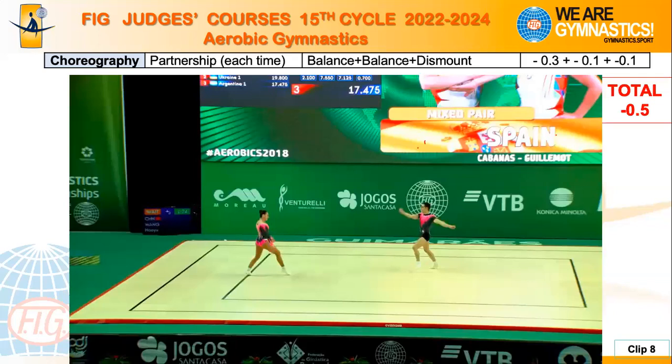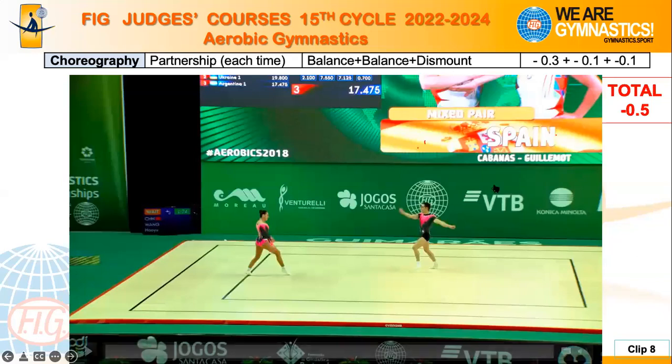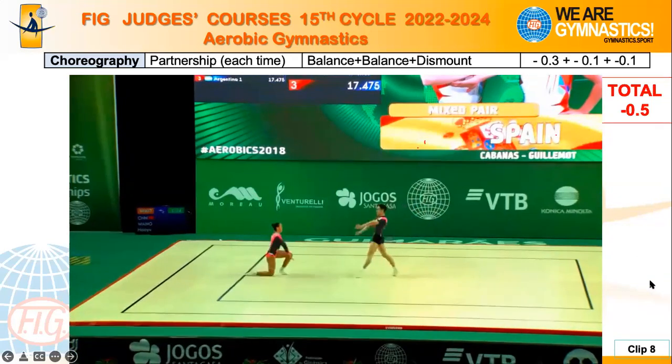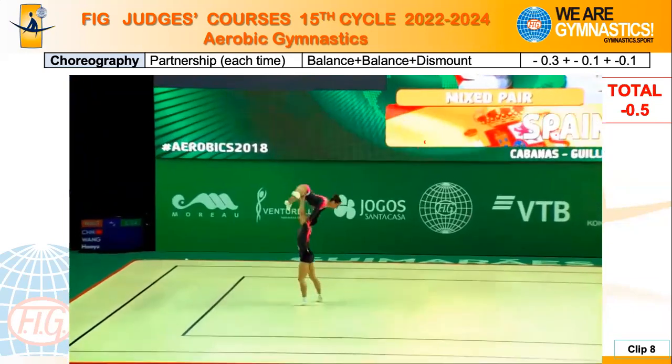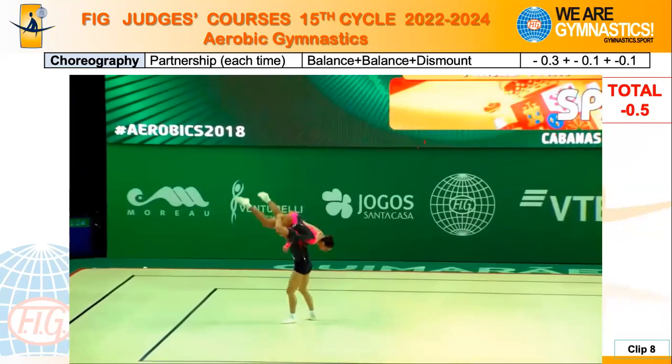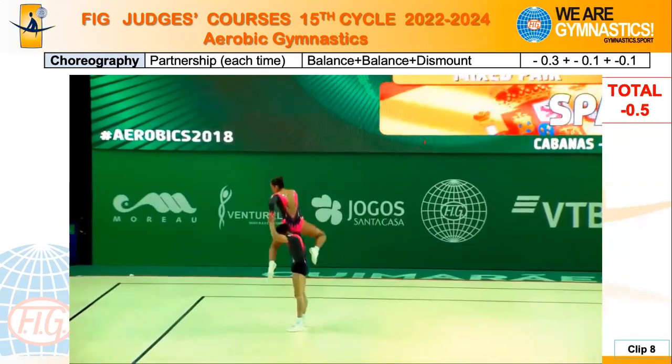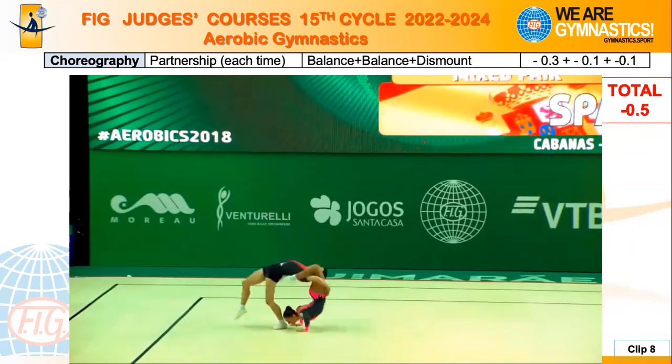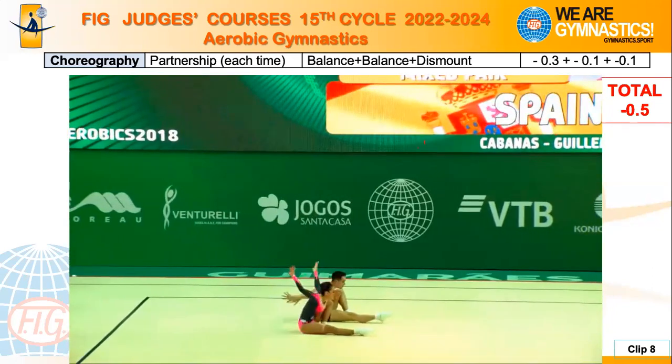Now, another choreography of partnership, balance and balance, 2 times balance, loss of balance, and dismount. You watch. They tried to lift and then he lost the balance. Now try to change the position, but lost the balance again and dismount. This is a very significant error. Therefore, it's medium. And then the second one, well, you can say significant, but compared to the first one, this is smaller. And so it's 3, 1, 1.